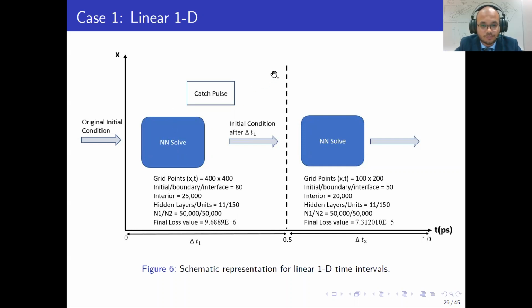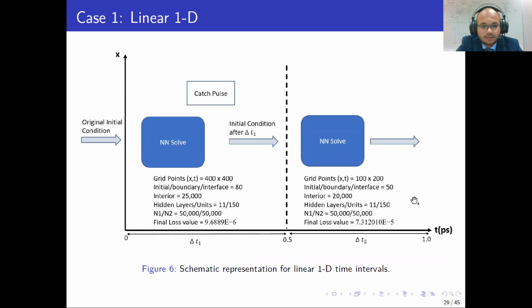Once this part was solved, we used the result as the initial condition for the next time interval. Then we selected a lower resolution grid. We selected 50 grid points from the 100 cross 200 grid, with 20,000 points in the interior, and we kept the same configuration for the hidden layers, units, and iteration number to get a loss value of 7.3 × 10^-5.